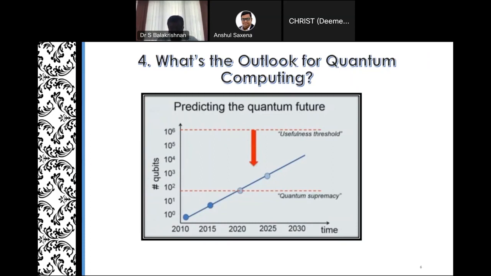So that's why the predictions, in this figure, of the quantum future, when we reach so-called quantum computing supremacy, the time when quantum computers execute tasks that classical ones can't, is a matter of lively debate in that industry. So that's why the usefulness of that threshold and quantum supremacy is debated. That is the outlook for quantum computing.